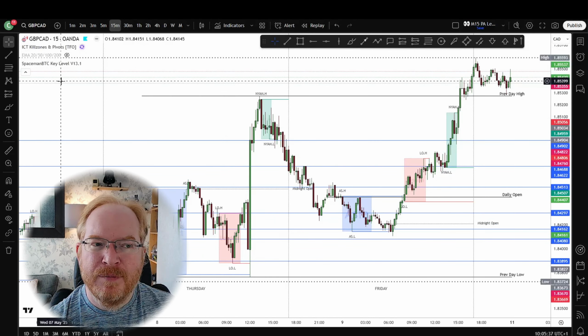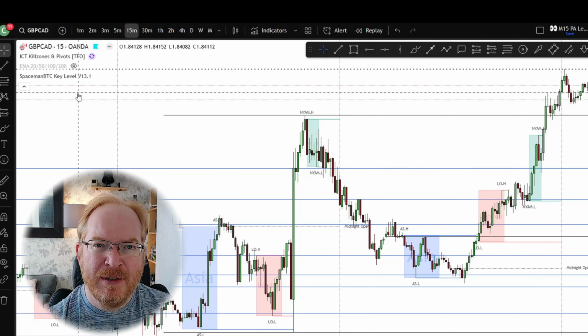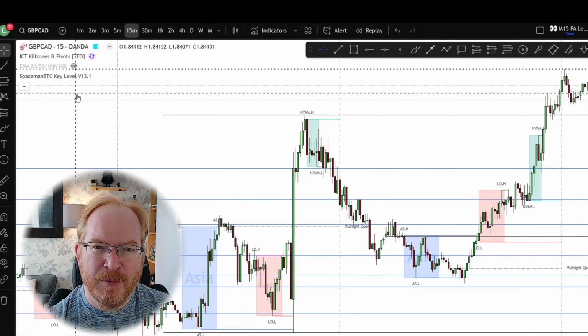Okay, so these are the two indicators that I use in my charts. All my trading is done on the M15 time frame, to probably say that first. And then I use ICT Killzones and Pivots, which is this one here. And that draws on the sessions for me.